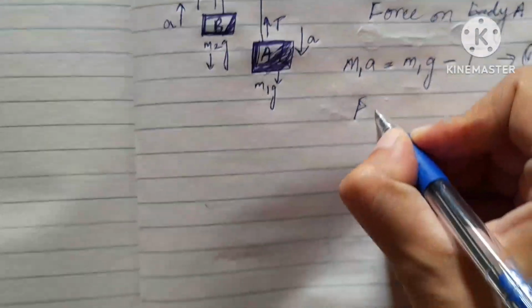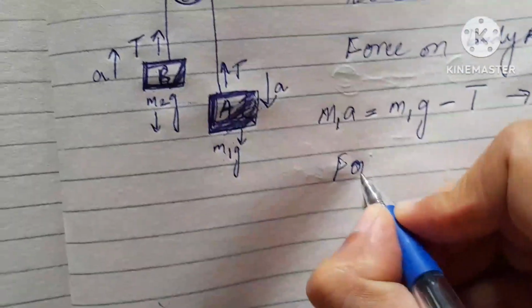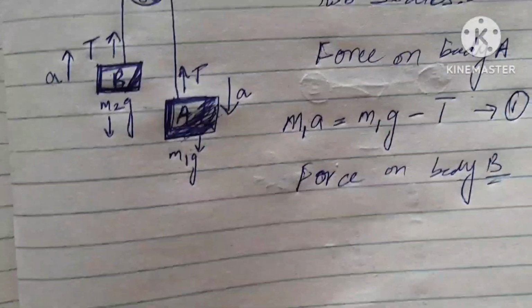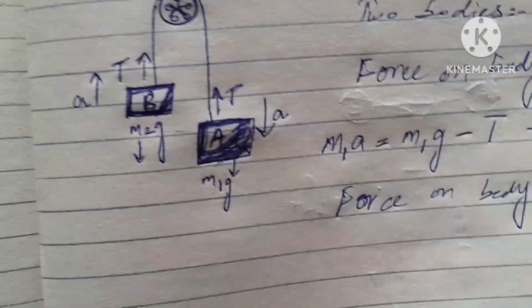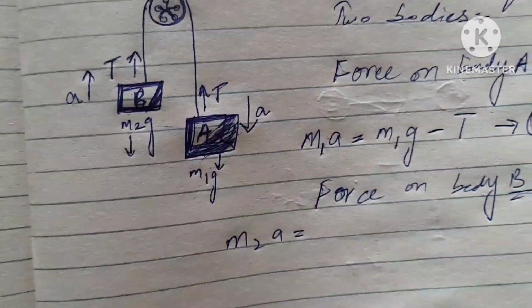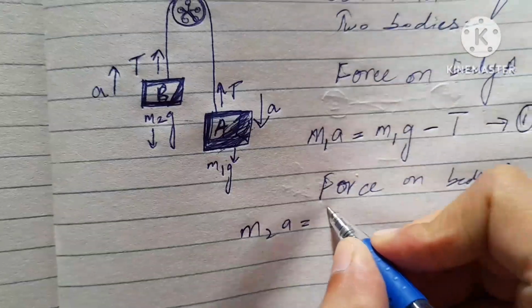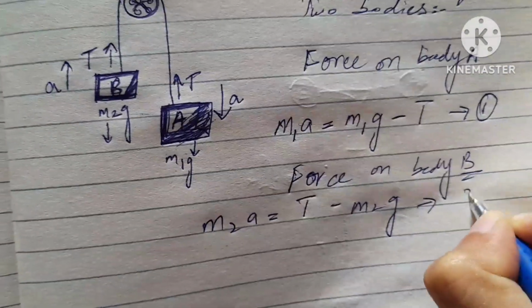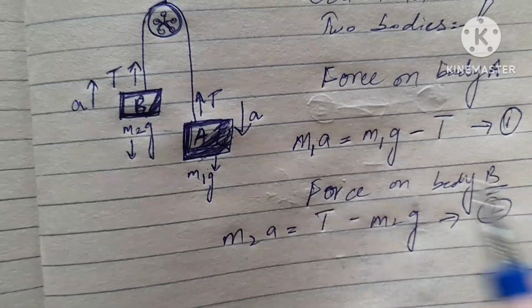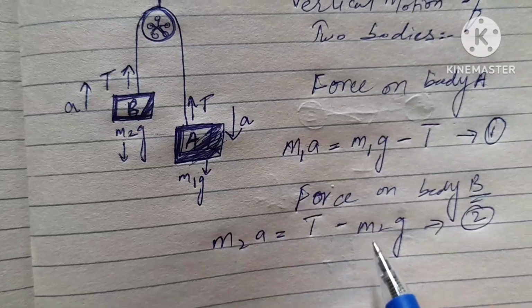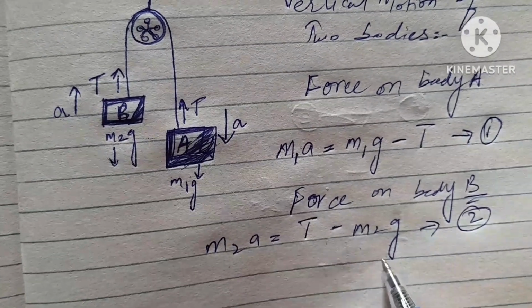Now the force on body B. m2a is equal to T minus m2g. As the weight is smaller, so we take minus m2g. This is equation 2.